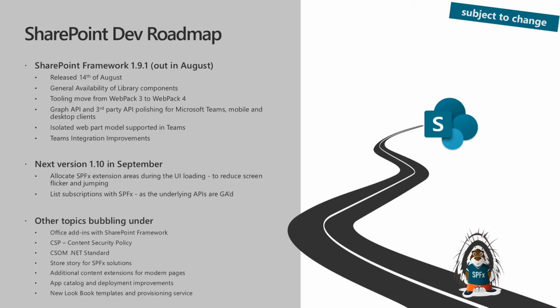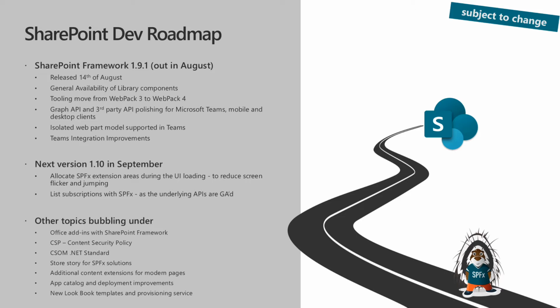Now, SharePoint developer roadmap, a few things which I updated on this slide today. So SharePoint Framework 1.9 came out in August. The next version is 1.10. It is now planned to come out in September. And again, everything is subject to change, but it's good that you have some visibility on things.